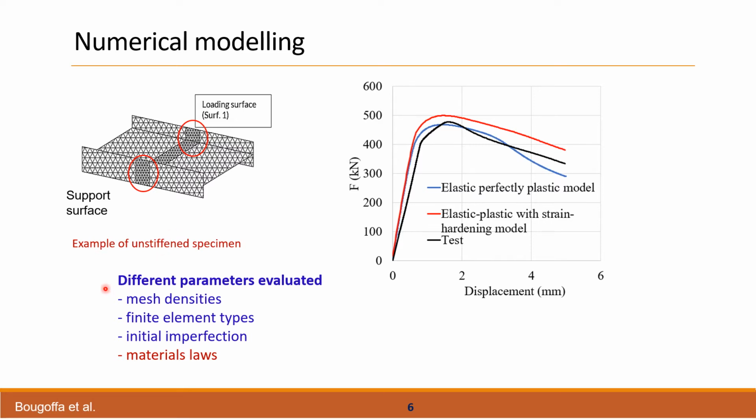Different parameters are evaluated: the mesh densities, the finite element types, the initial imperfection magnitude, and the material law. Here we can see the example of material law. We compared elastic perfectly plastic model and elastic plastic with strain hardening representing the real behavior of the material, and the tests. Here we can compare the influence of the simplification of the model, as in the main cases we use the elastic perfectly plastic model.